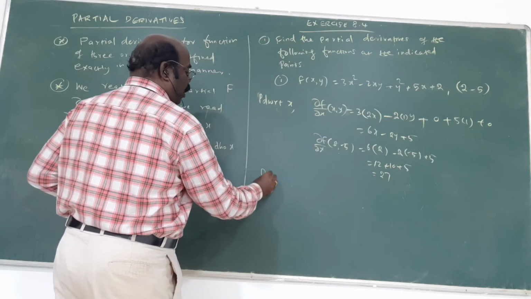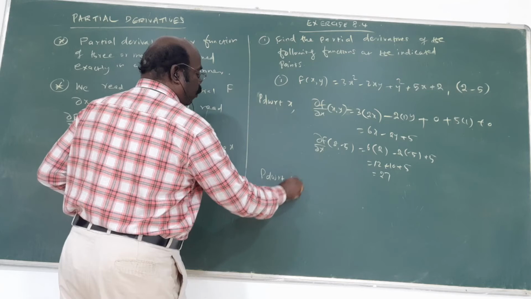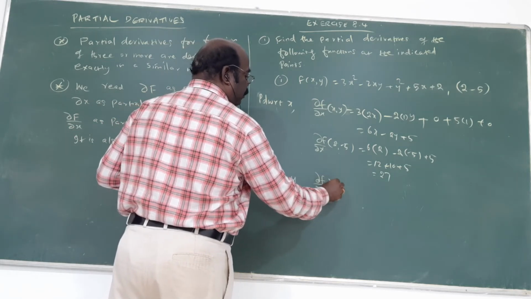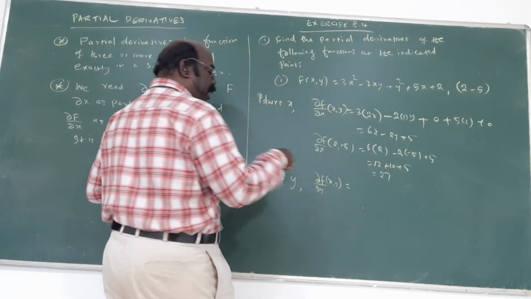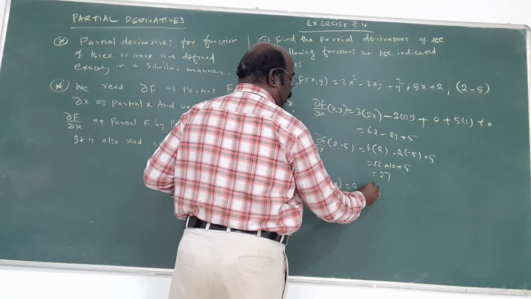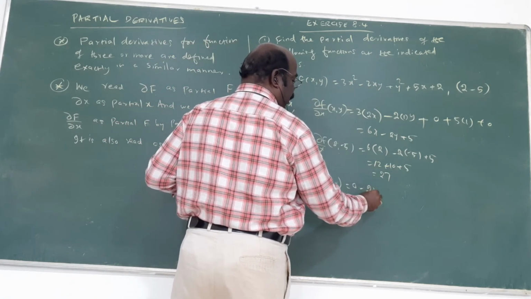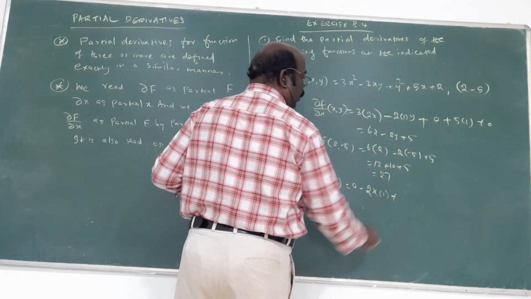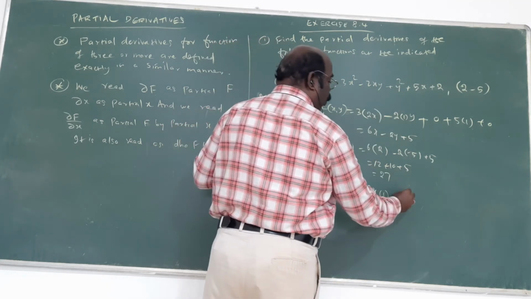Similarly, partially differentiate with respect to y. For del f by del y equal to, now y is the variable. The x square term is 0. Minus 2x is constant, the derivative of y with respect to y is 1. Plus y squared gives 2y.